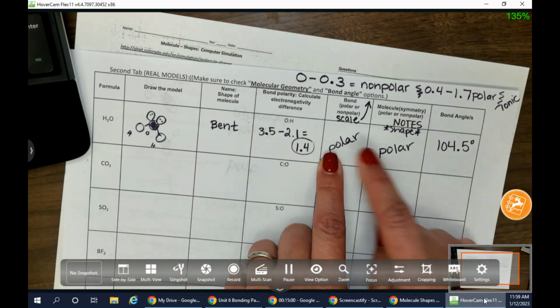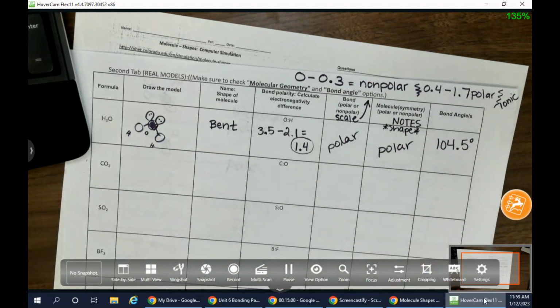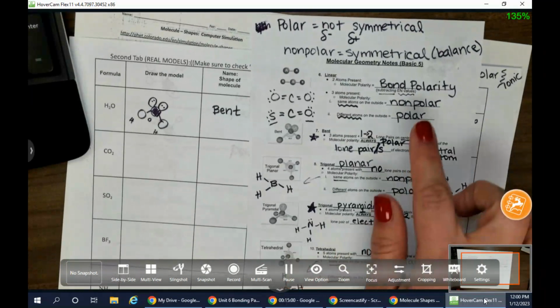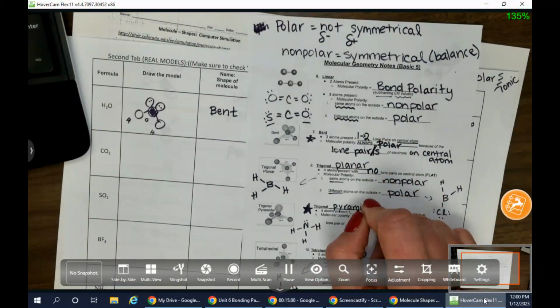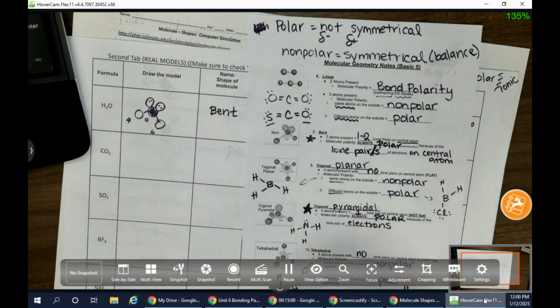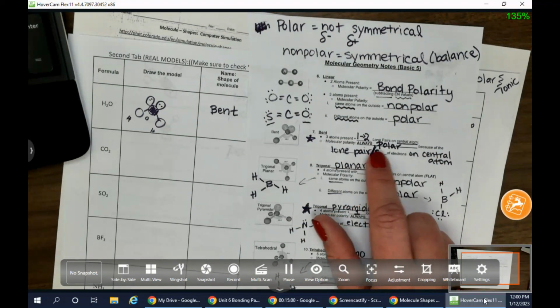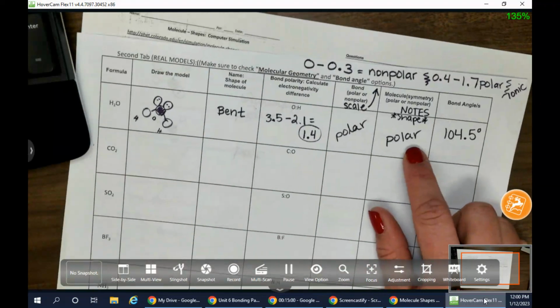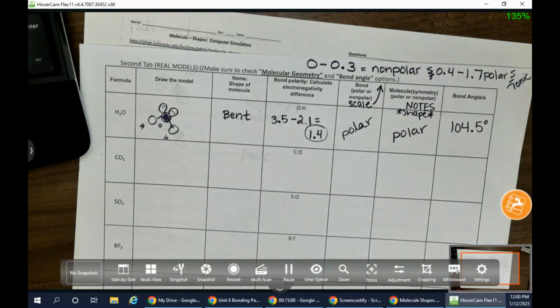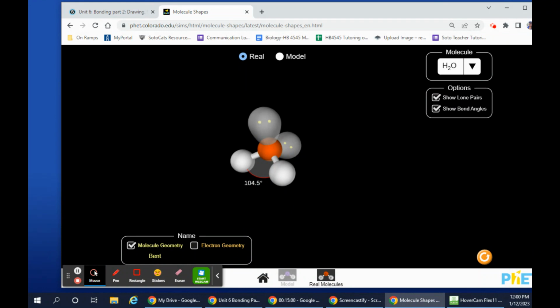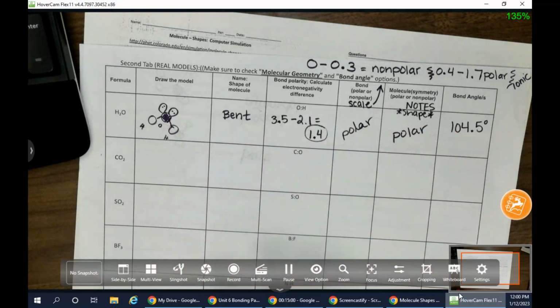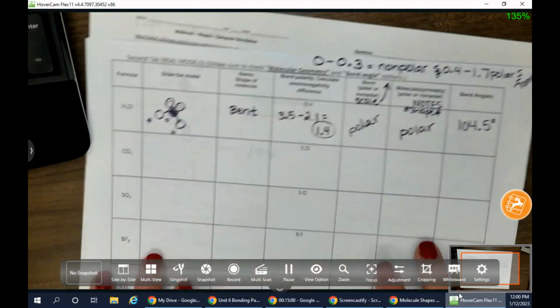So we put polar. This part, we're now looking at that little half sheet of notes that you guys took yesterday. So you should have that half sheet out to help you. On here, we described when things are polar or nonpolar, if they're always polar or not, okay? So for bent, we would look at bent. This one is always polar. So we put polar, and then the angle came straight from our simulation, and it was right there, so 104.5, all right? So that's what you were doing the whole way down. So you need to have this done first, okay?